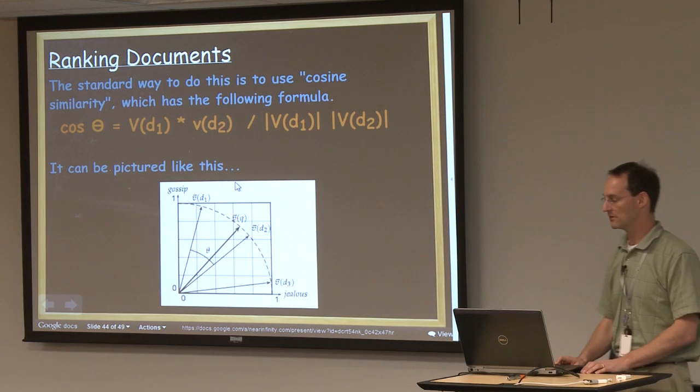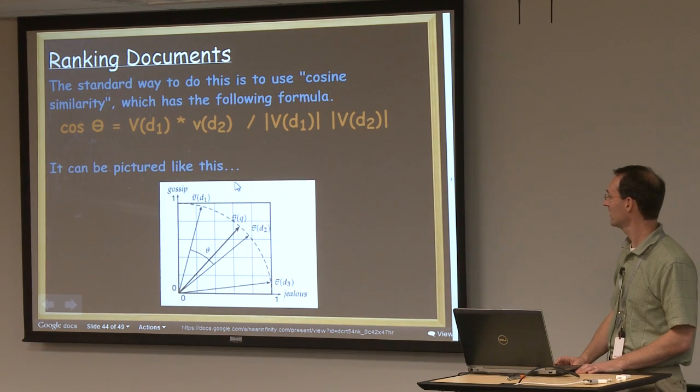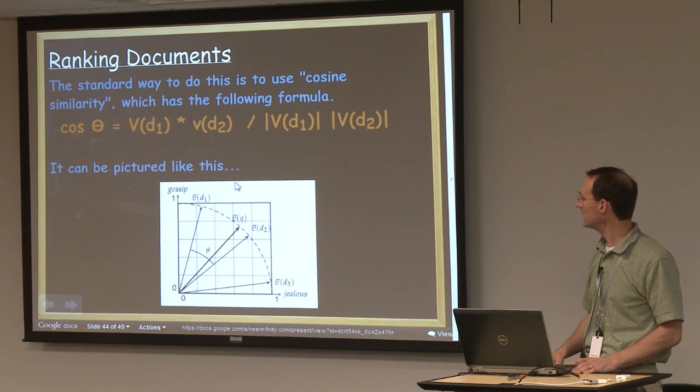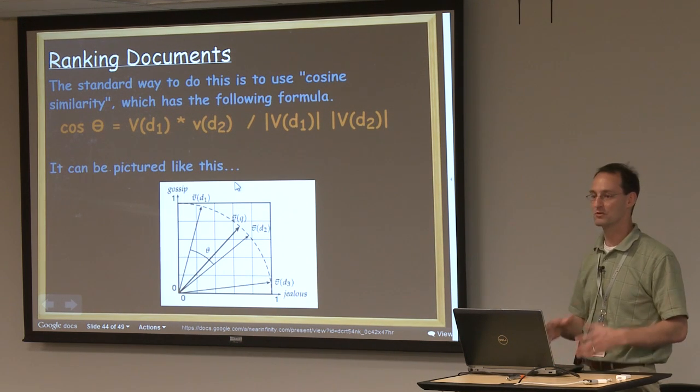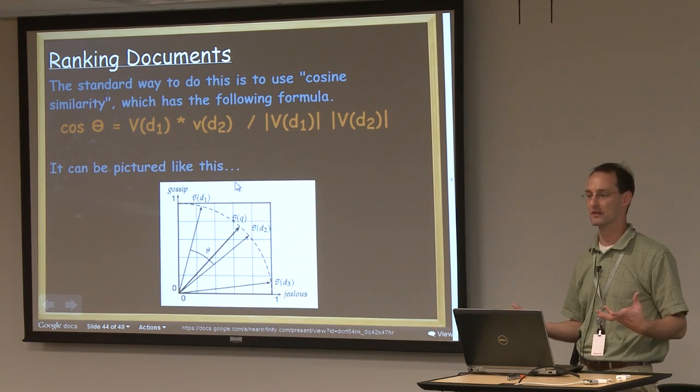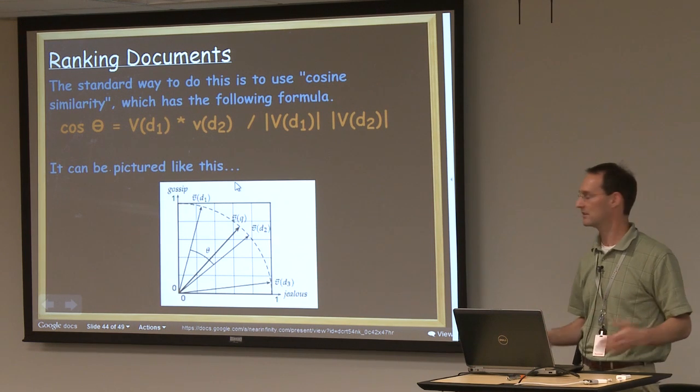So the standard way to do this is something called cosine similarity, which has a formula, and basically you take the vectors for each of the documents, and you divide it by their magnitude, and what you get is a measure that's essentially the unit vector for each of the terms, and then you can use that to do comparison.